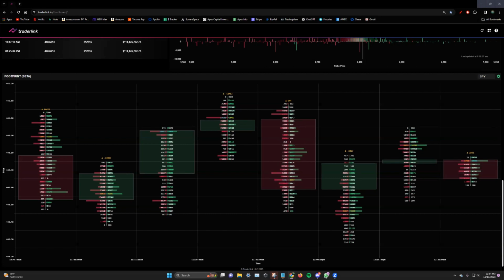Following this, we have imbalances, or stacked imbalances. You have a huge stack of green here. What a huge stack of buyer imbalances represents is potential support. Big stacks of red represent seller imbalance or resistance.